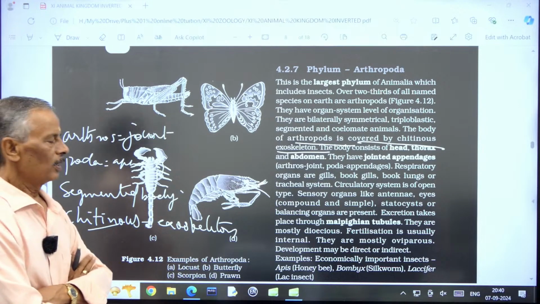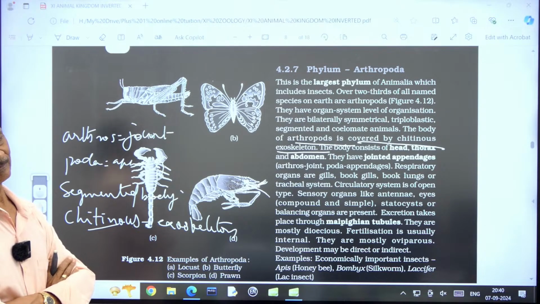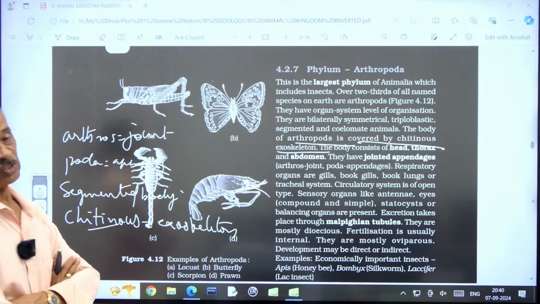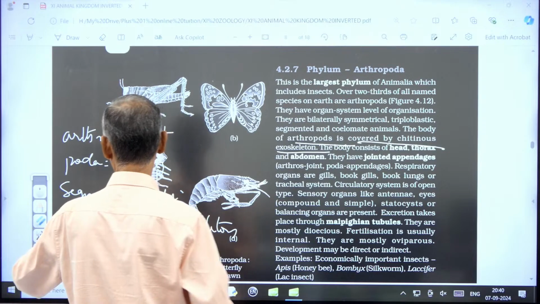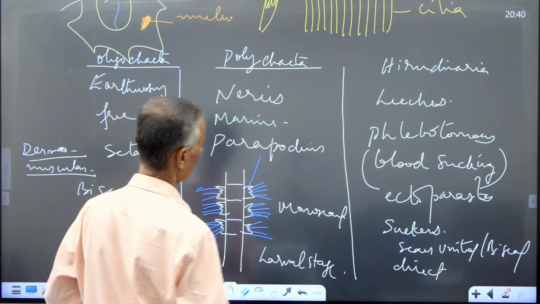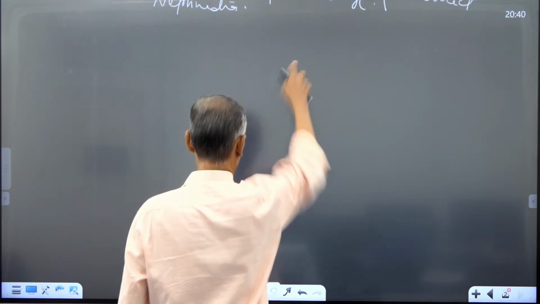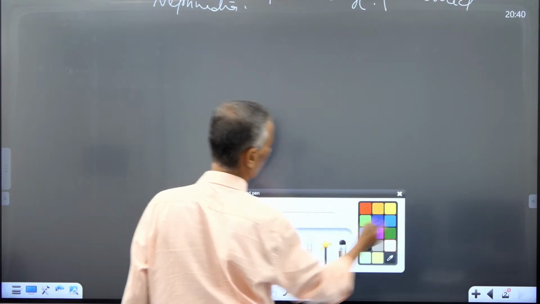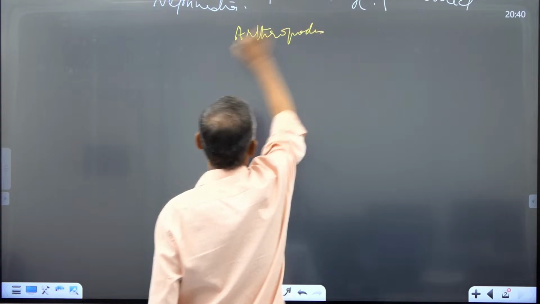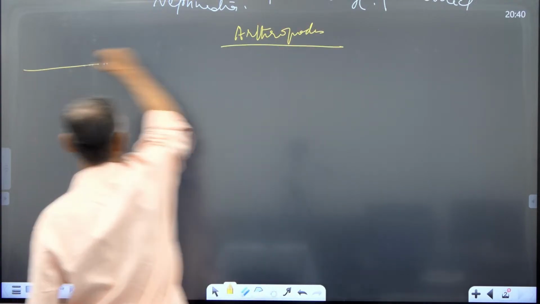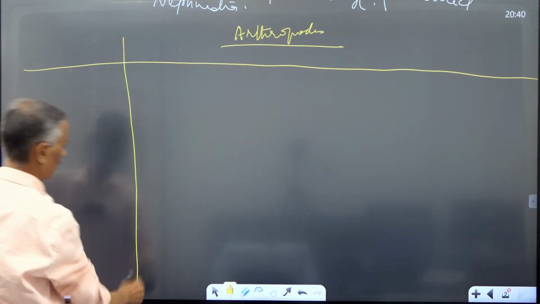Remember, this is divided into 5 major classes. This is a very large group. Organisms which are coming under this phylum are highly different from each other. So arthropoda is divided into 5 important classes. What are they? 1. Crustacea.